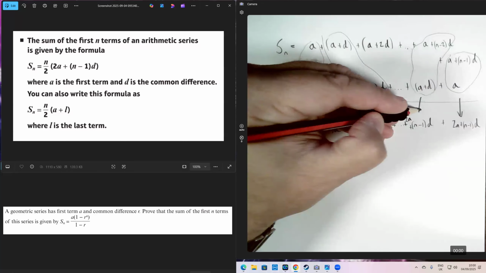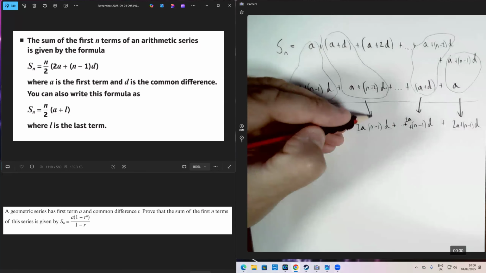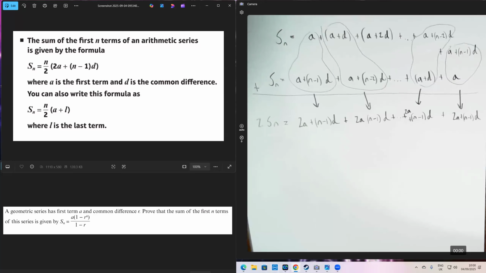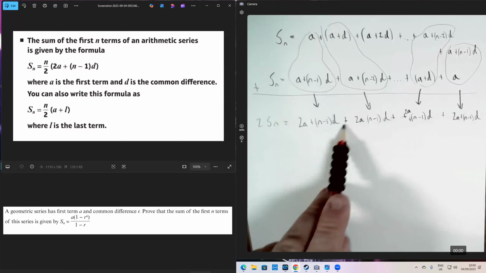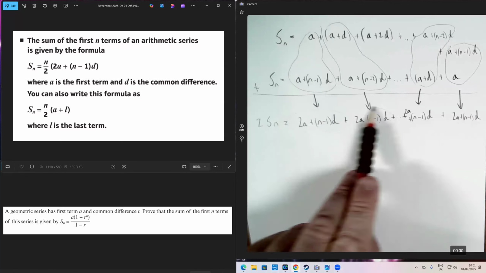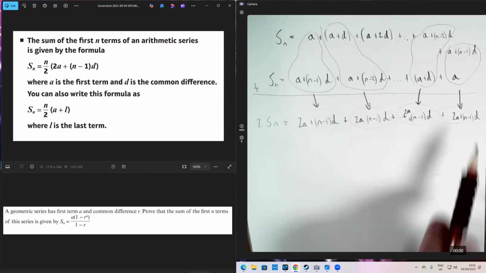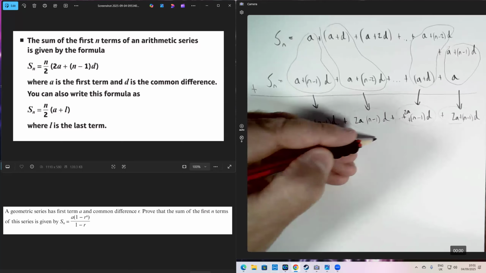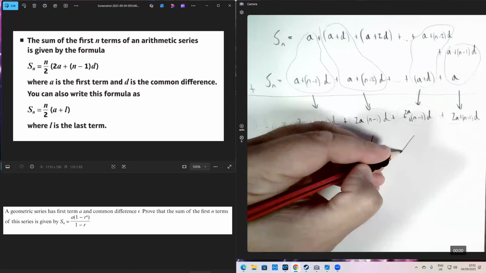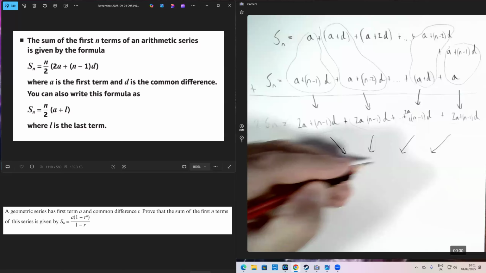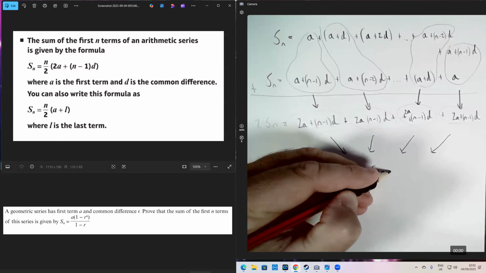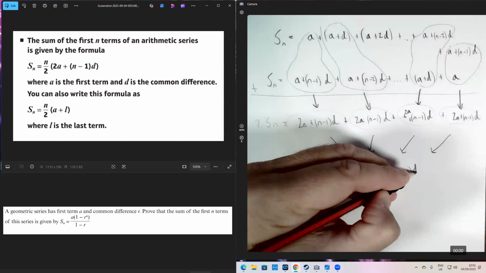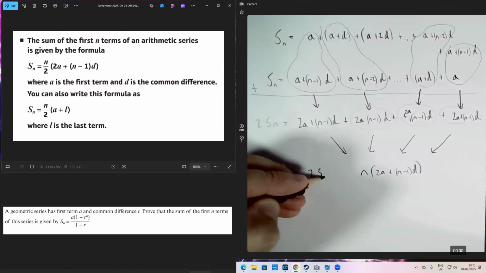So what we're saying is that when we write the sequence forwards and backwards and add them together, every single term comes to 2a plus (n minus 1) times d. Now, because this series has n terms, we've got n lots of 2a plus (n minus 1) times d. We can just replace them by saying we've got n lots of 2a plus (n minus 1) times d, because there are n terms in the sequence.